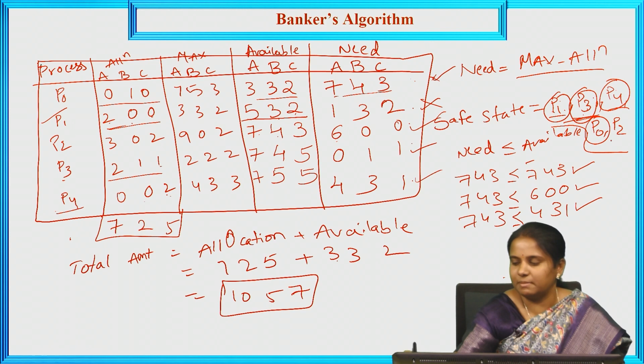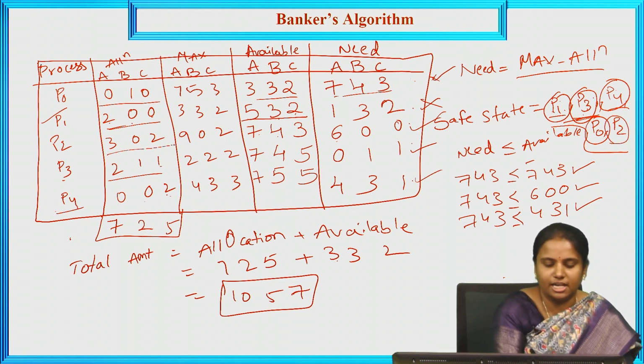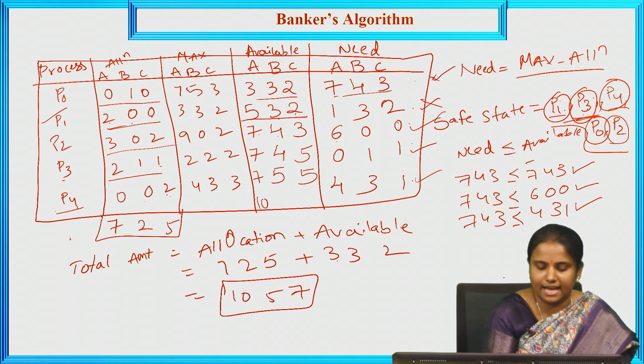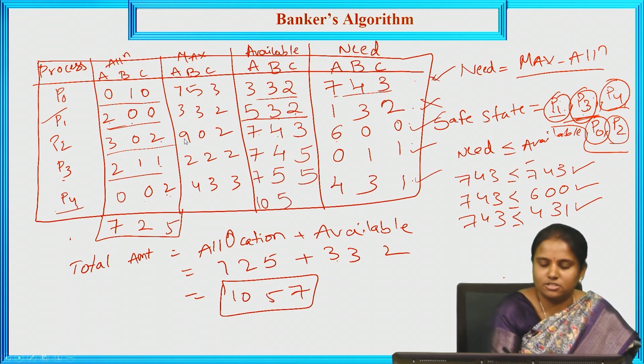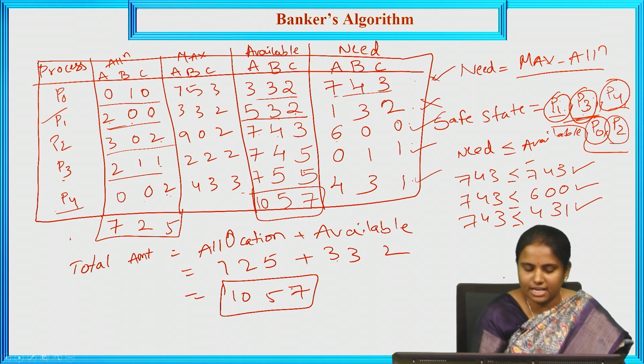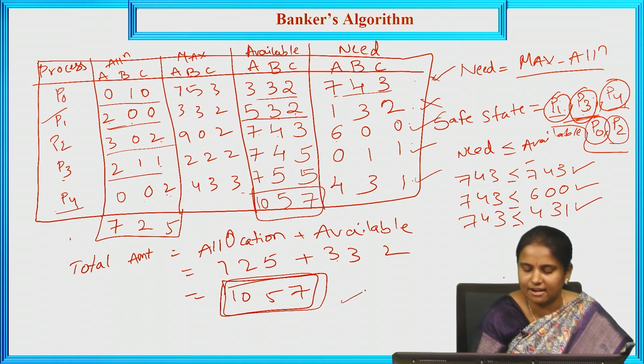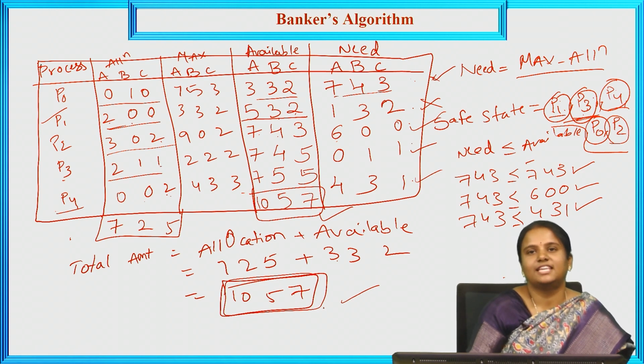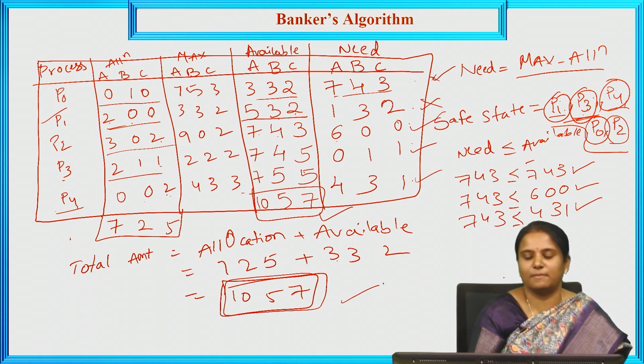Okay. Next, what is remaining? P2. What is the P2 value here? 302. 7 plus 3 is 10. 5 plus 0 is 5. 5 plus 2 is 7. So this is our total available amount. The total amount of our banker's algorithm is 1057. Are these two equal? Yes. So the loan sanction is successful. Why? Because our banker's algorithm total is equal to the total available amount. Thus our banker's algorithm is solved. By this we can say the allocation amount and availability amount satisfy our banker's algorithm.